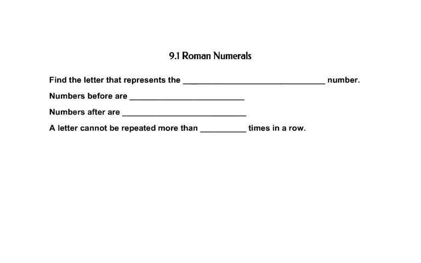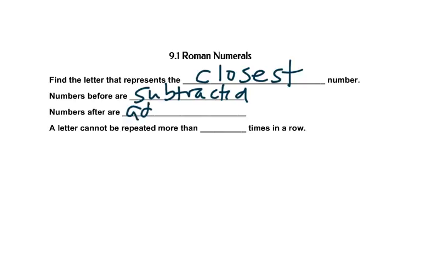In this section, we'll look at how to deal with Roman numerals. The first step is to find the letter that represents the closest number to the number you're trying to write. Numbers that are before are subtracted, and numbers that are after are added. And there can't be more than 3 letters of the same kind in a row.